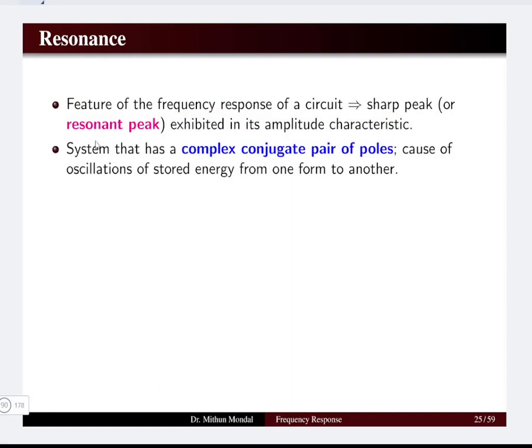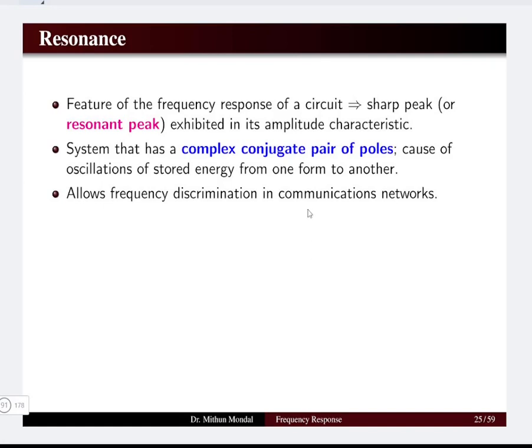These resonant peaks generally occur in systems or circuits where a complex conjugate pair of poles is present. The poles being complex conjugate are the reason for the oscillations of stored energy from one form to another. We know that the energy storage elements, inductor and capacitor, present in the network, give a continuous flow of energy between the electric field and the magnetic field. Due to the presence of these complex conjugate poles, oscillations will be there, and as a result of the oscillation we get the resonant peak.